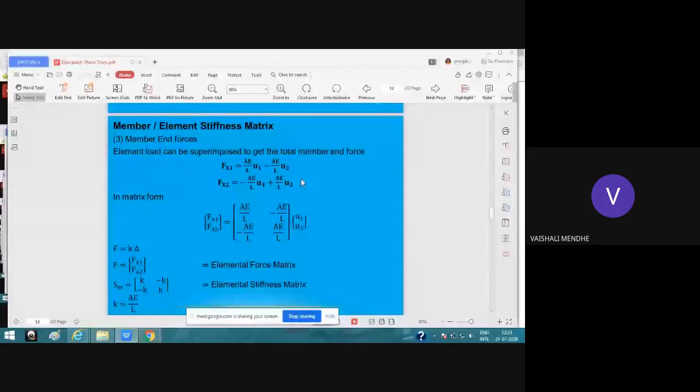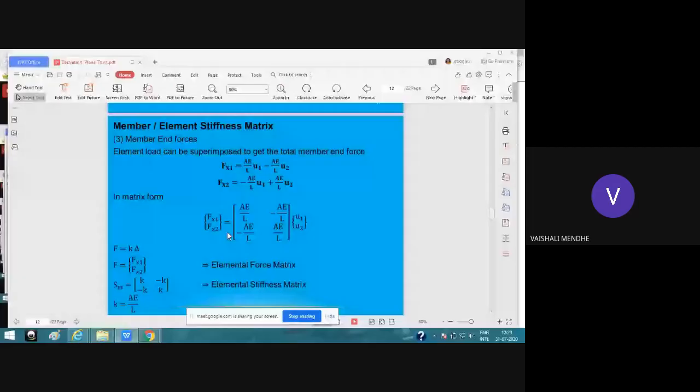You can write down in the matrix form, Fx1, Fx2 is equal to A by L, minus A by L, minus A by L, A by L. Only we will take this stiffness coefficient, A by L. It is what? This is the axial stiffness coefficient for plane truss. Okay, so this we have taken common into u1, u2.